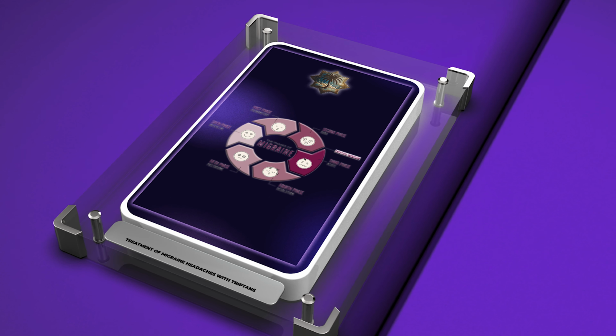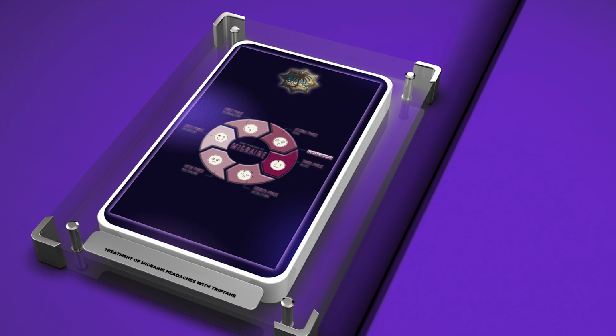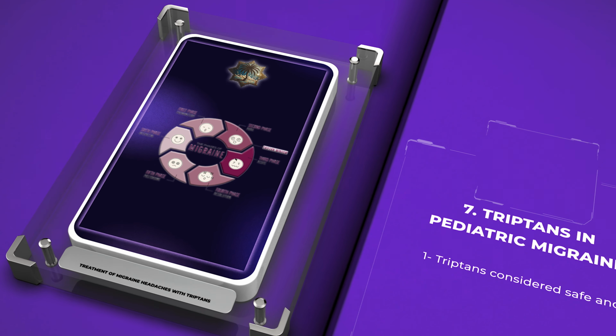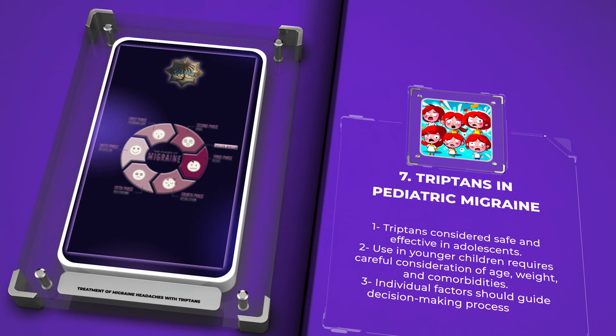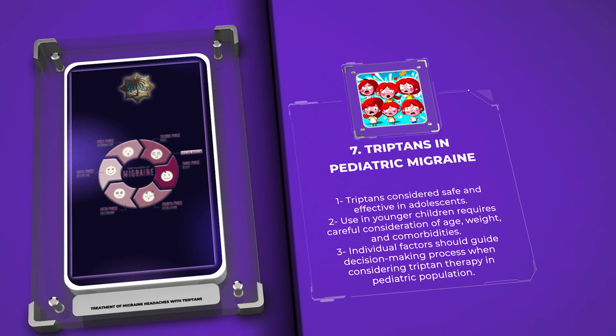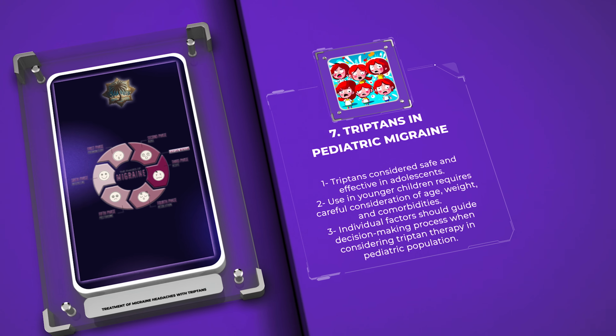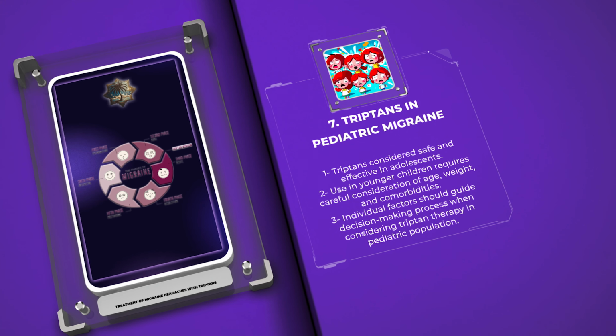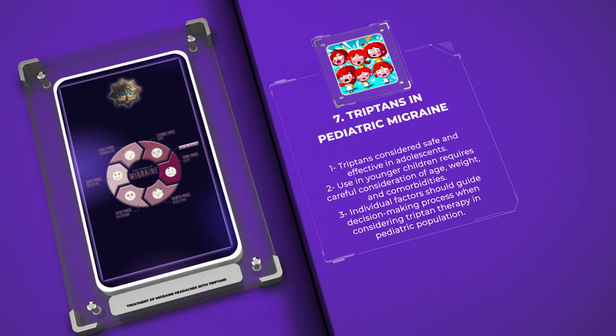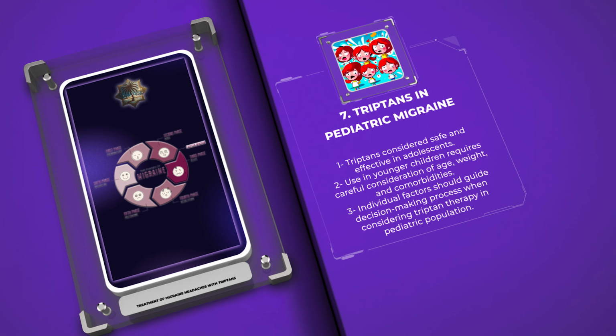Triptans' efficacy and safety in pediatric migraine have been investigated in recent years. While these medications are generally considered safe and effective in adolescents, careful consideration should be given to their use in younger children. Factors such as patient age, weight, and comorbidities should guide the decision-making process when considering triptan therapy in the pediatric population.